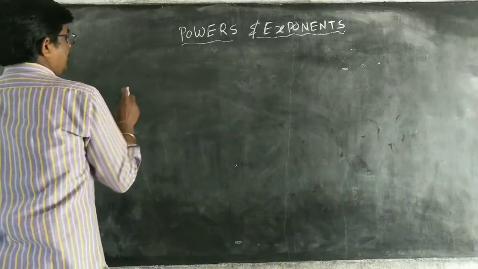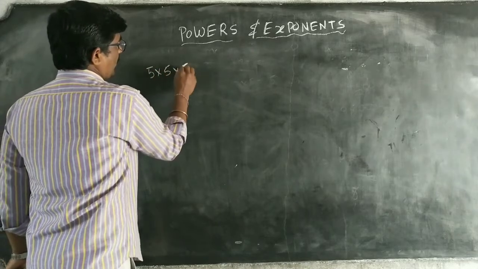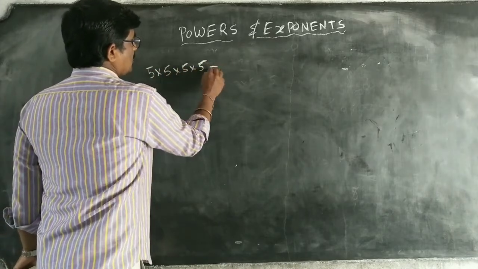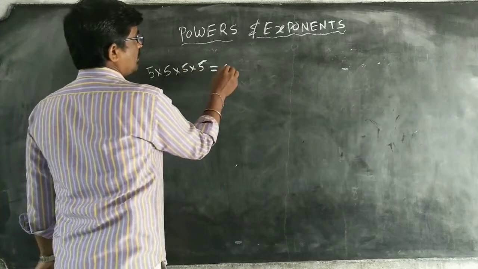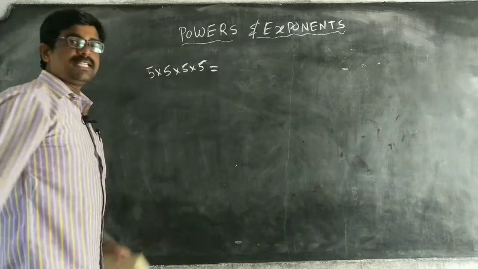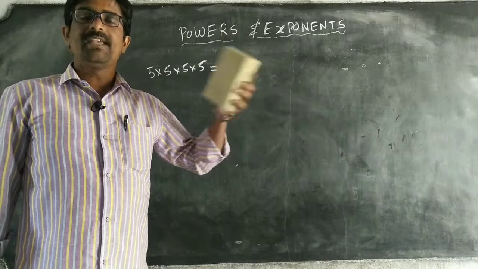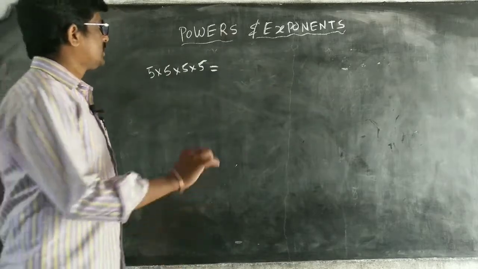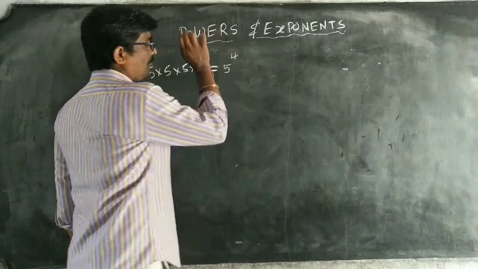Observe here. For example, 5 into 5 into 5 into 5. 5 fives are 25, 25 fives are 125, then 625. So how do we write this? Is there any easy way? Simply you have to write 5 power 4.